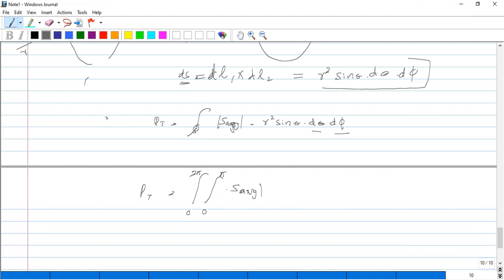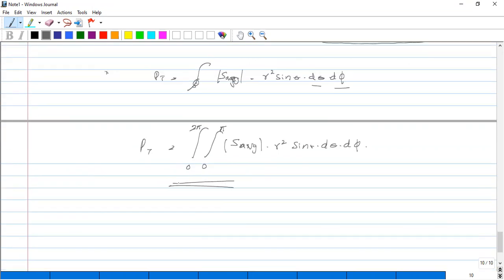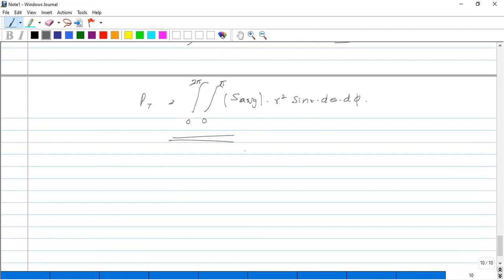Then you will get S_avg r square sine theta d theta d phi. Okay, so you can calculate the total radiated power like this using the surface integral. Okay, so for a dipole, infinite small dipole, we know that Pt is equal to integral 0 to 2π, 0 to π. So this is S_avg, the magnitude of S_avg.